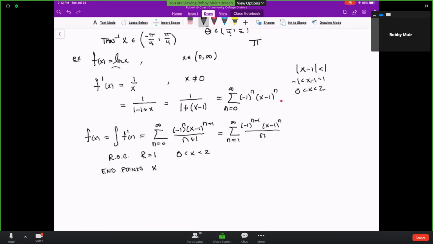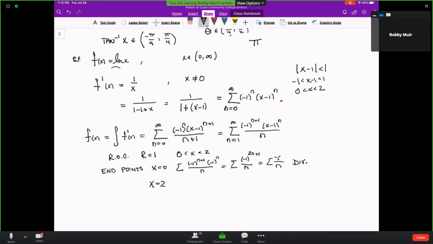Okay, so if x equals 0, then I have the sum of -1 to the n plus 1 times -1 to the n divided by n. So this is the sum of -1 to the 2n plus 1 over n. Because this is an odd number, 2n plus 1, that's always going to be -1 over n, and we diverge.